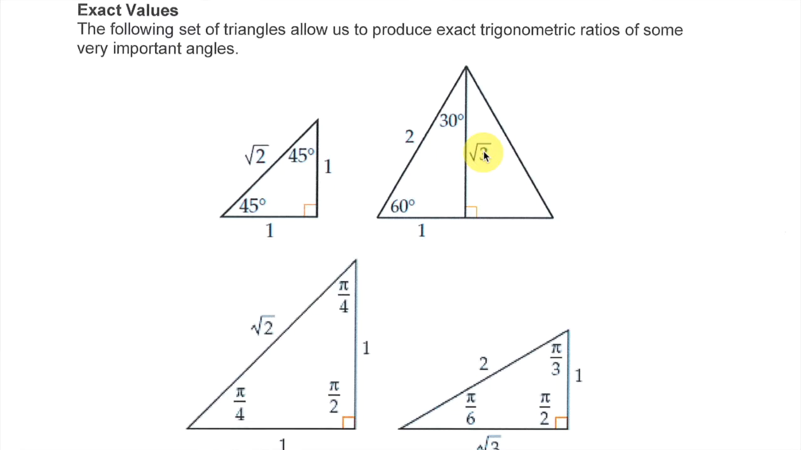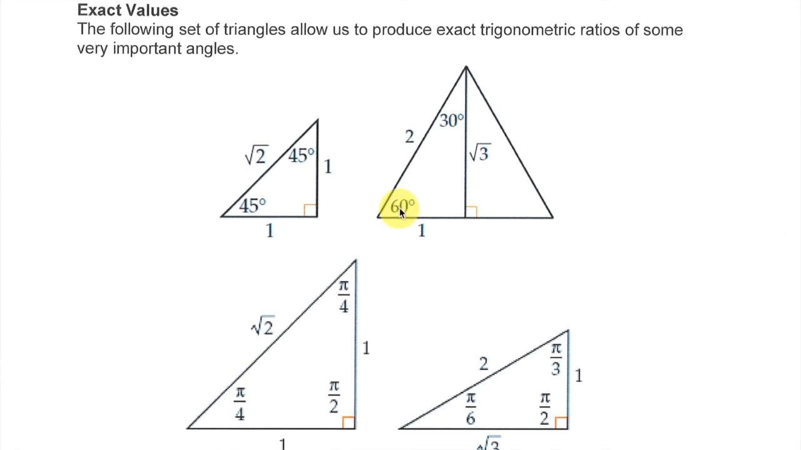So from this triangle, we should be able to see that sine of 30 degrees is opposite over hypotenuse, so it's exactly equal to a half. Cosine of 30 degrees is equal to the adjacent over the hypotenuse, so it's exactly equal to the square root of 3 on 2. And tan of 30 degrees is equal to the opposite over adjacent, so it's exactly equal to 1 over the square root of 3. And then, of course, I can take on the perspective of 60 degrees.